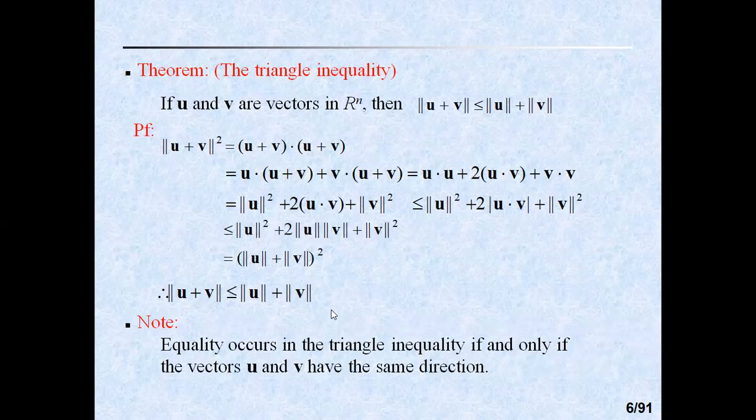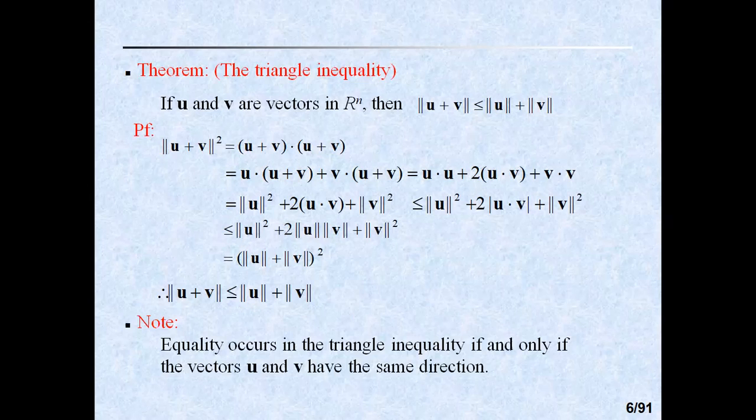Equality occurs in the triangular inequality if and only if the vectors u and v have the same direction. When equality occurs in the triangular inequality, if and only if the vectors u and v have the same direction, the equality occurs. Equality occurs means norm u plus v is equal to norm u plus norm v. When it occurs, the vectors u and v have the same direction. That is the main point you have to remember.